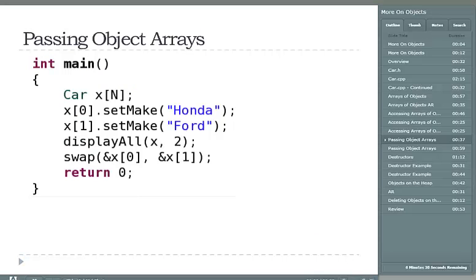And finally, the last topic to cover regarding arrays of objects is how to pass arrays of objects. There's nothing special here, it's just like passing any other array. And in this question we have the function displayAll, which takes the array of cars and the number of cars to be printed. There's also the swap function, and you're asked to write the implementation of both functions. So go ahead and attempt to write the functions on your own.